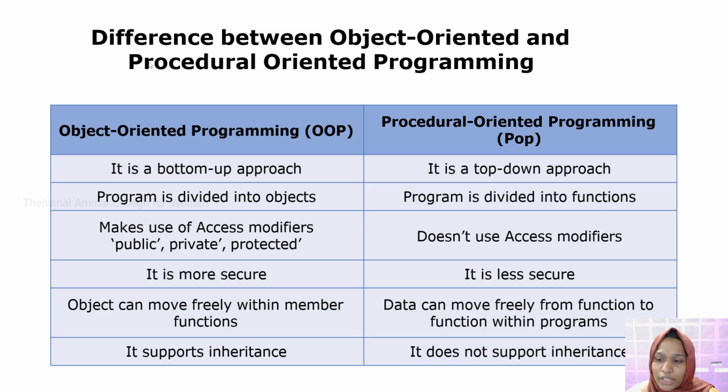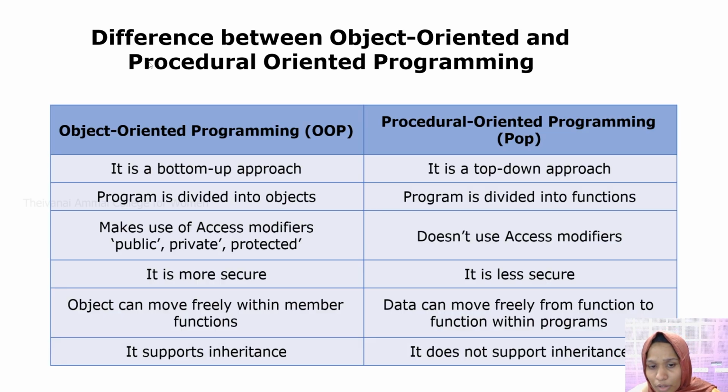In OOP, the program is divided into objects. It splits the modules part by part by using classes. But in procedural-oriented programming, the program is divided into functions.